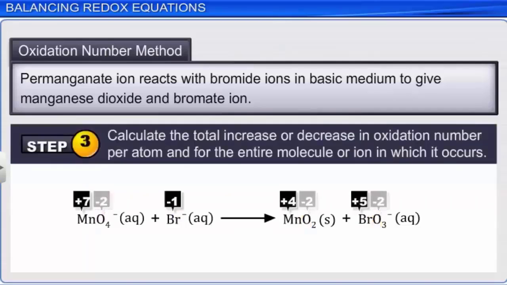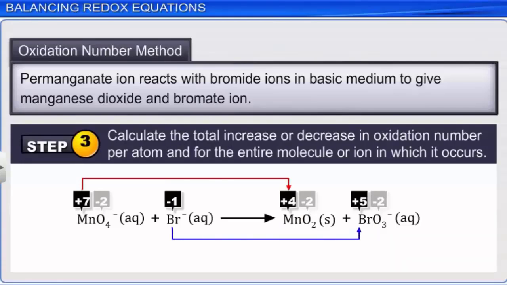In the third step, calculate the total increase or decrease in oxidation number per atom and for the entire molecule or ion in which it occurs. If the increase or decrease in oxidation number is not the same, then equalize them by multiplying with suitable coefficients.